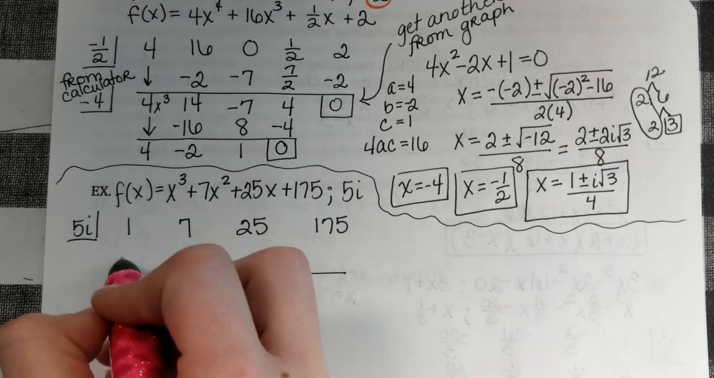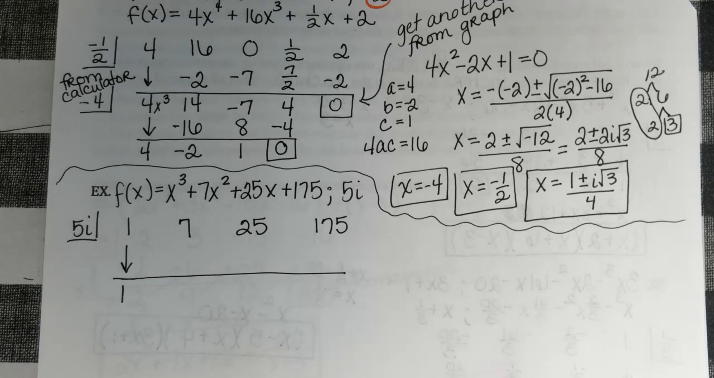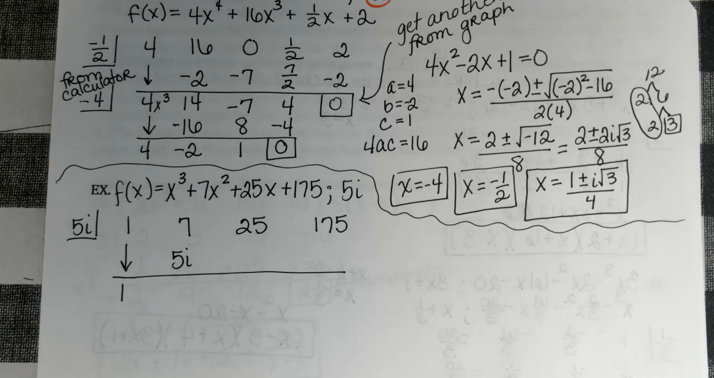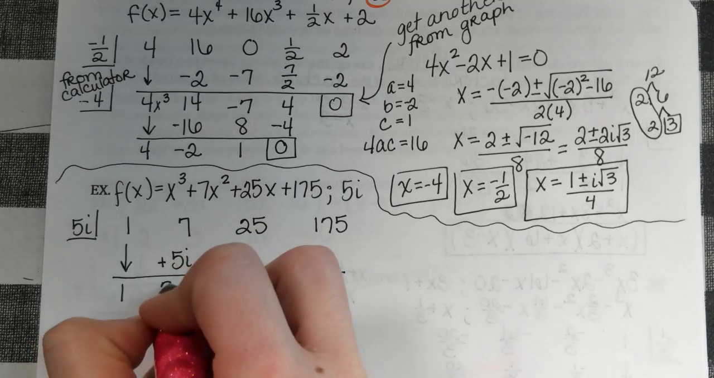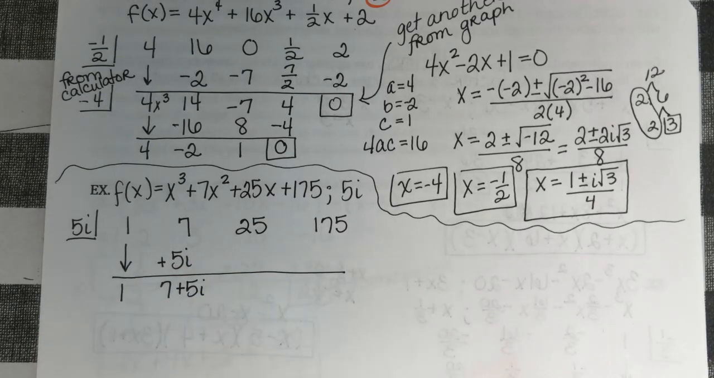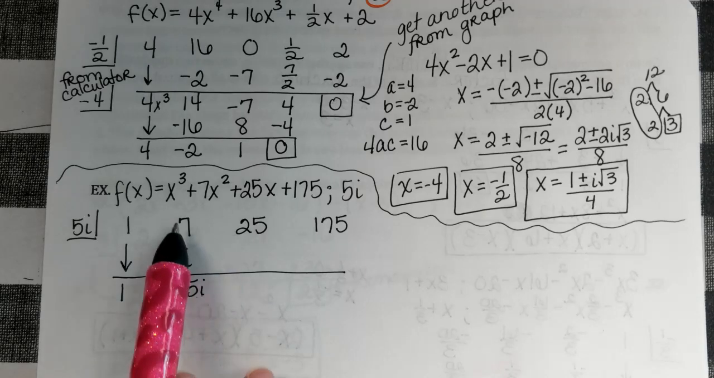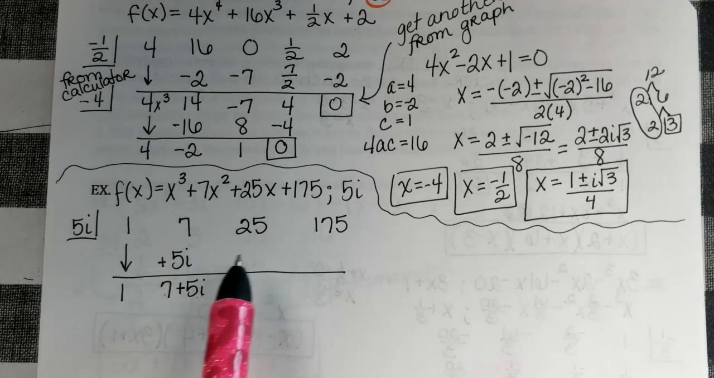My steps are still the same, bringing down my 1. 1 times 5i is just 5i. What happens when I add 7 plus 5i? It's just 7 plus 5i. I cannot make that 12i because they're not like terms. Now, we've already talked about complex numbers, which is your real and imaginary. So I expect you to write it in standard form of a complex number, which is your real plus your imaginary. Imaginary always comes second, okay? Because you have that, that's why I say to space it out, okay?